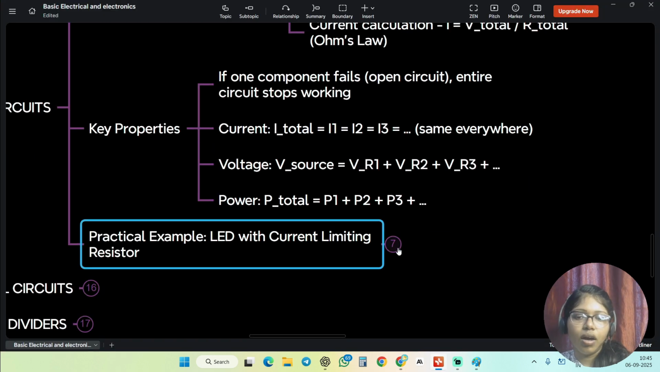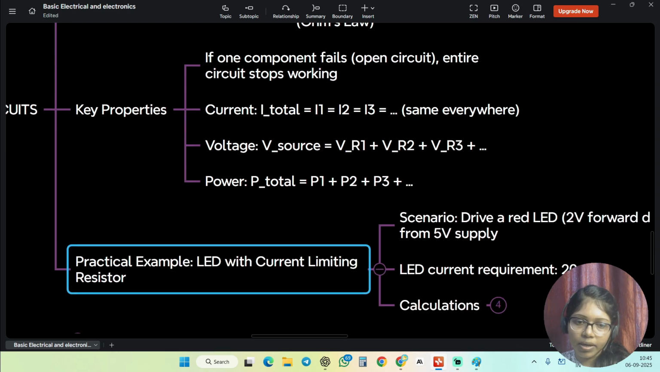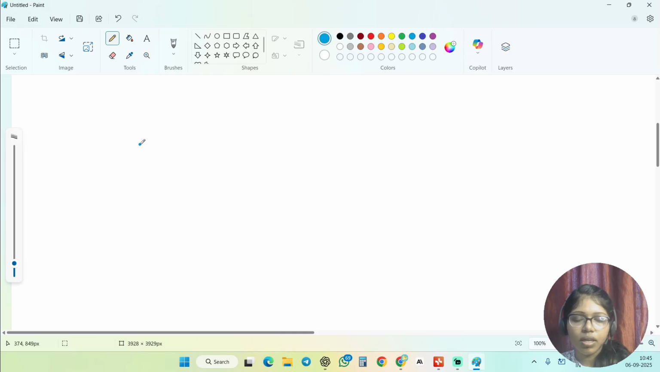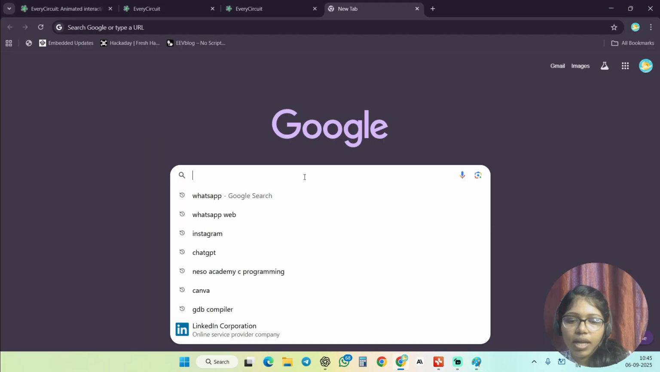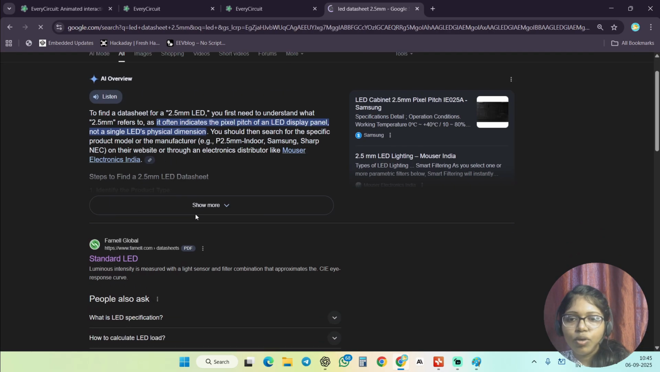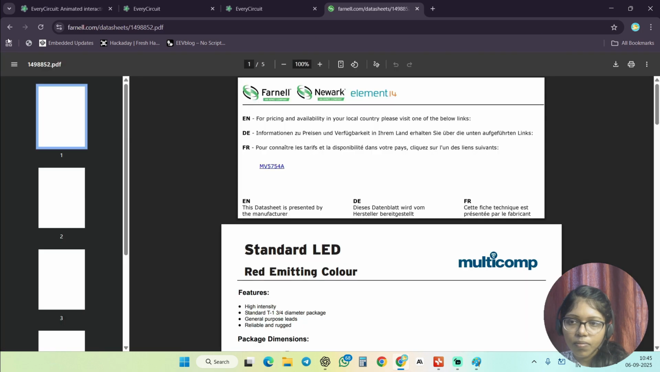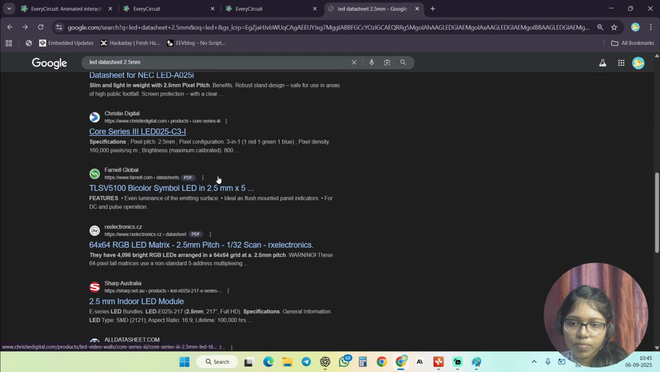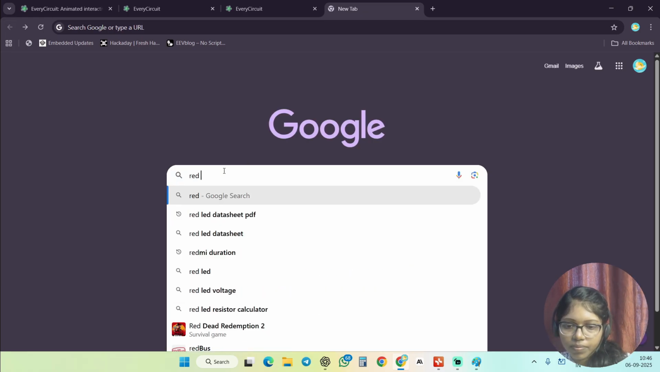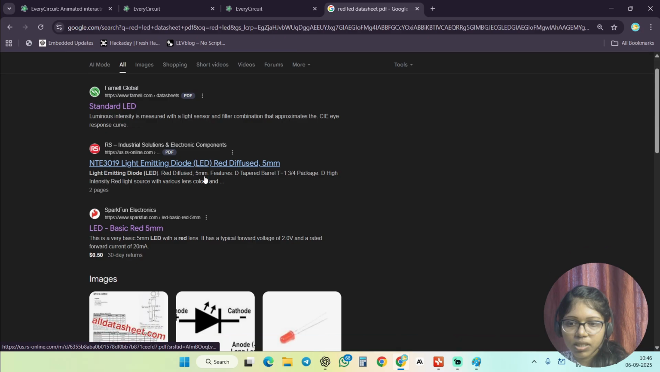And where is this series connection applied? Whenever we want to drop the voltage, keep it in mind. Whenever I want to drop the voltage, I go to the series connection. For example, take an LED, the LED data sheet of 2 mm. For example, I have simply taken this 2 mm LED.